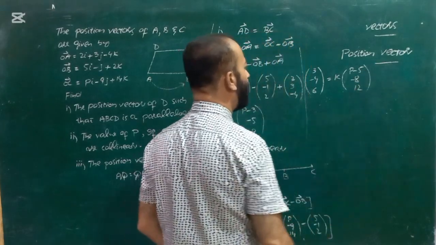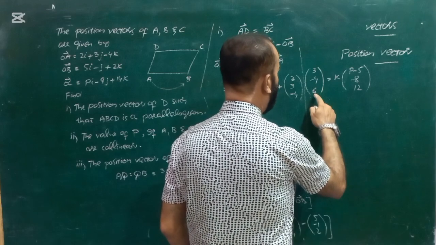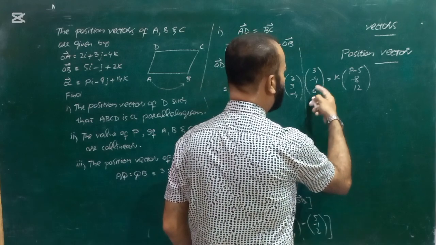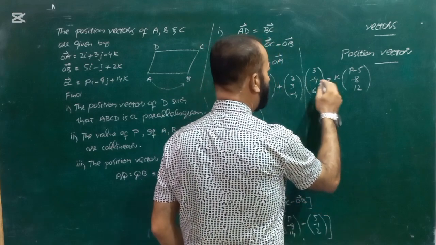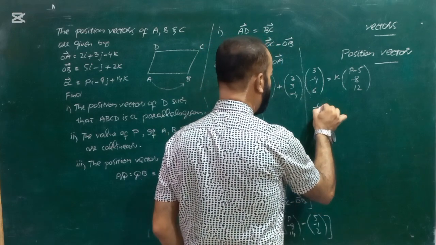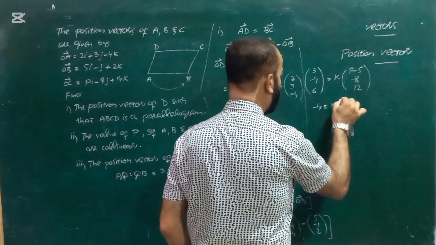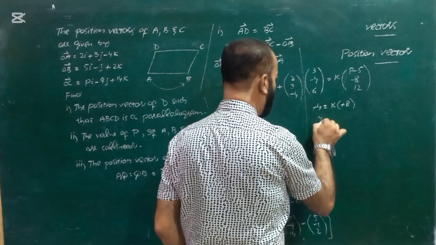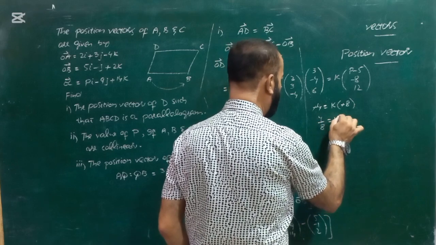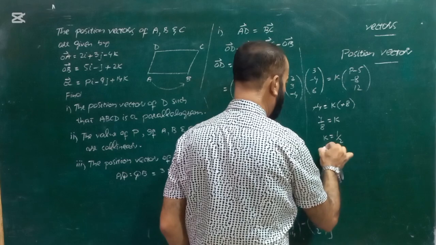Okay, from here you can see that 6 or minus 4, you may take either of two values. So minus 4 is equal to k times of minus 8. From here you can see 4 over 8 will be equal to k. It means k is equal to 1 by 2.